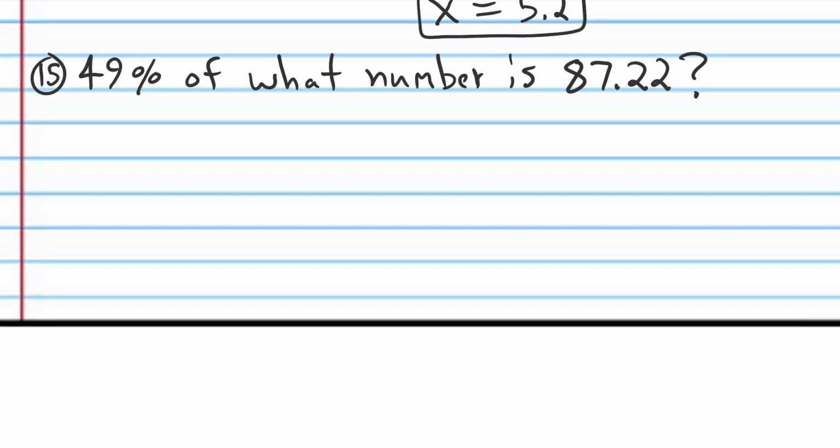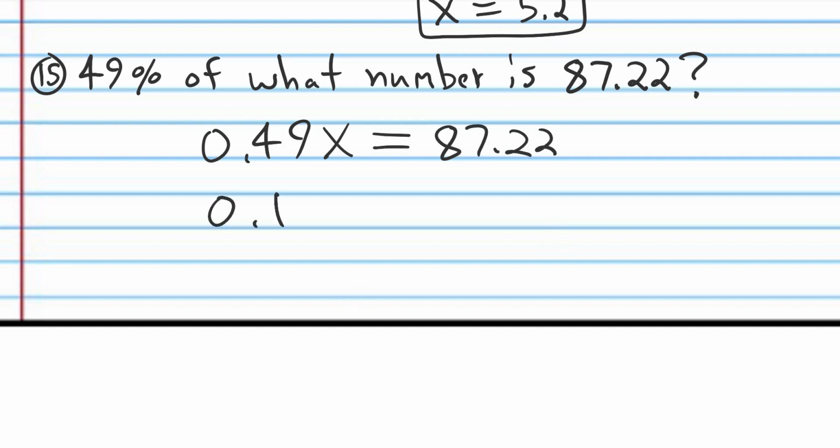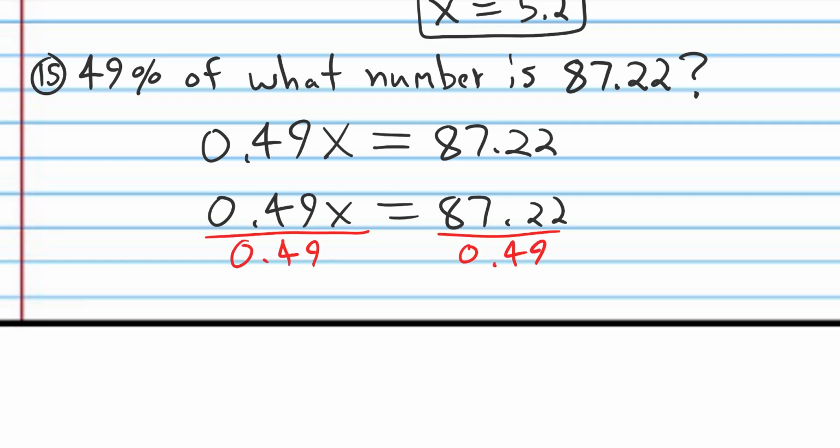All right, we're back. Change the percent to a decimal, multiply it by the unknown, and the product is equal to 87.22. Rewrite, because we're about to perform an operation on both sides of the equation. Perform your operation on both sides of the equation, and get your calculator out. 87.22 divided by 0.49 is equal to 178. So x is equal to 178.